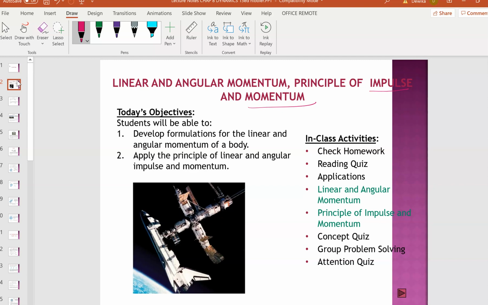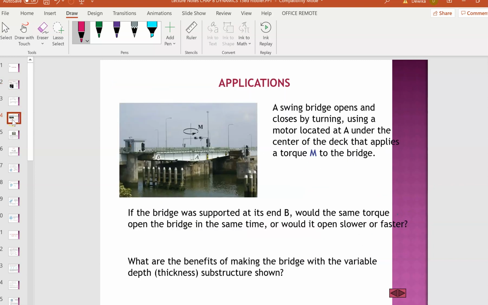At the end of the lesson, you'll be able to develop the formulation of linear and angular momentum for the body and apply the principle of linear and angular impulse and momentum. There are many things happening around us that have applications of linear and angular momentum.